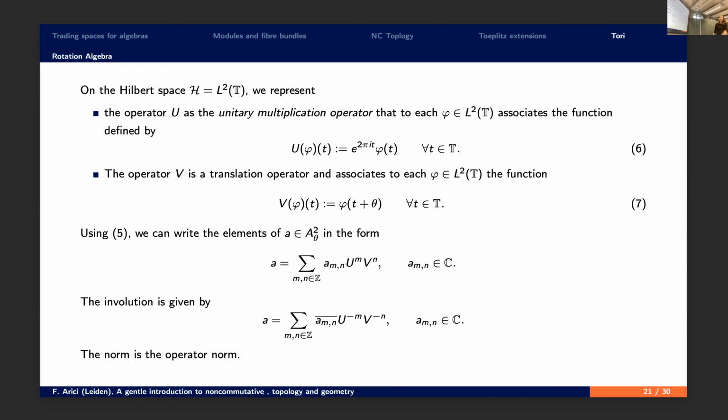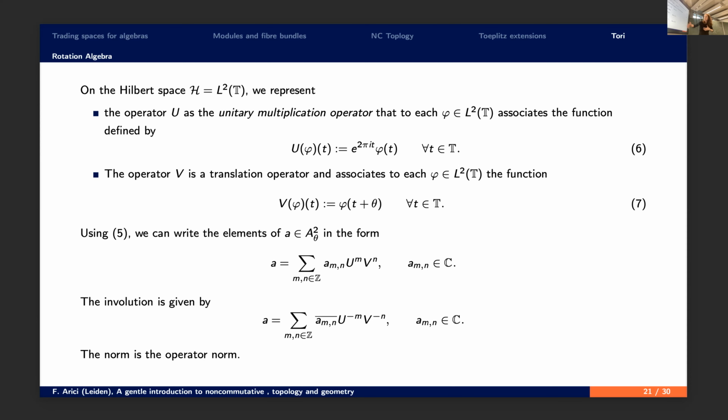And when you try to see how these two operators interact on this Hilbert space L2 of T, you realize that they actually satisfy the commutation relation that I wrote before. So this is a concrete representation of this sister algebra on a quite natural Hilbert space. And then we write the elements of A_theta in the form of a power series expansion.